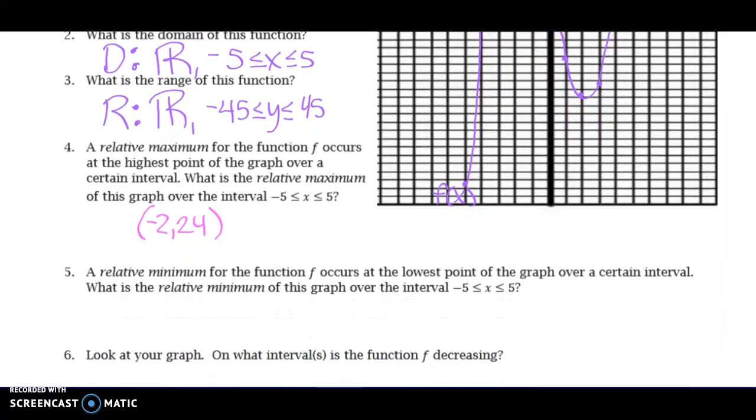It's still over this interval, and it's at the low point. We could always get it off our table. That point is 2, negative 24.